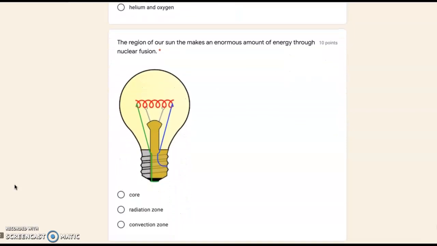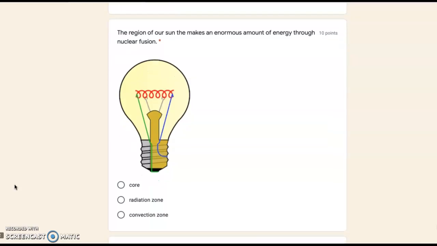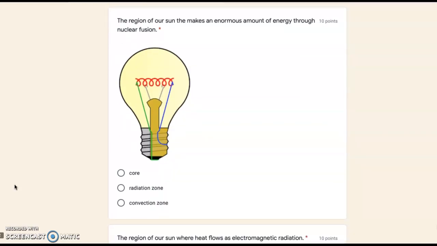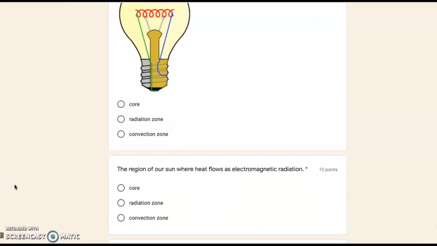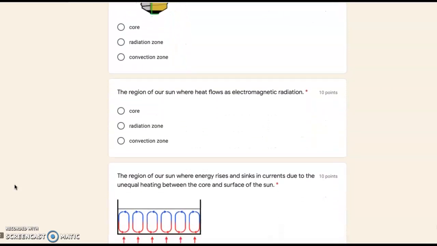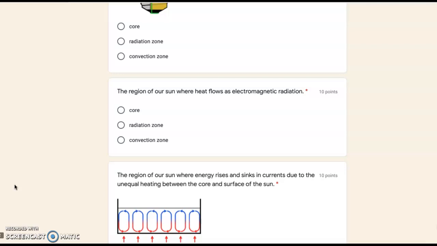Number 3. The region of our sun that makes an enormous amount of energy through nuclear fusion is the core, radiation zone, or convection zone. Number 4. The region of our sun where heat flows as electromagnetic radiation is the core, radiation zone, or convection zone.